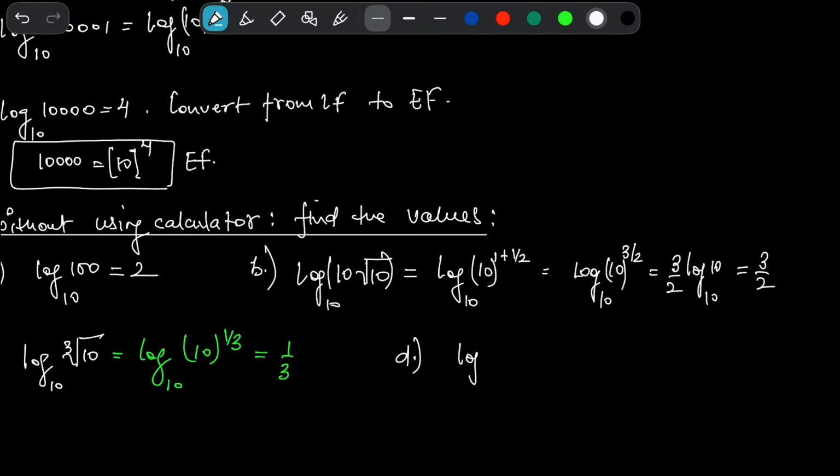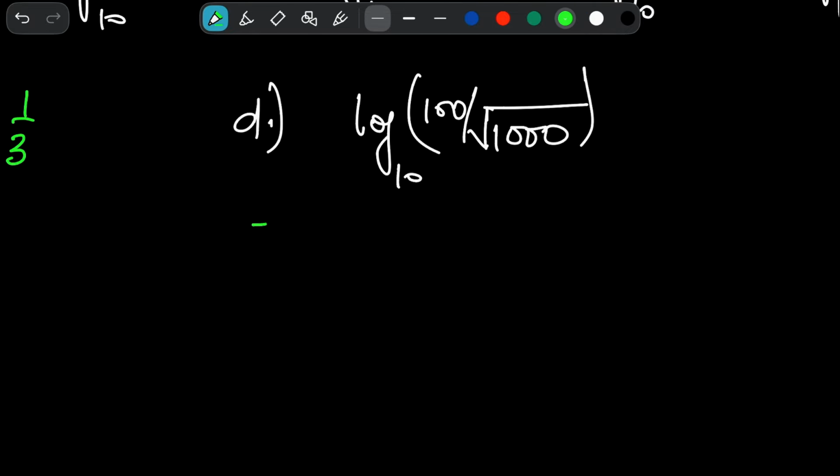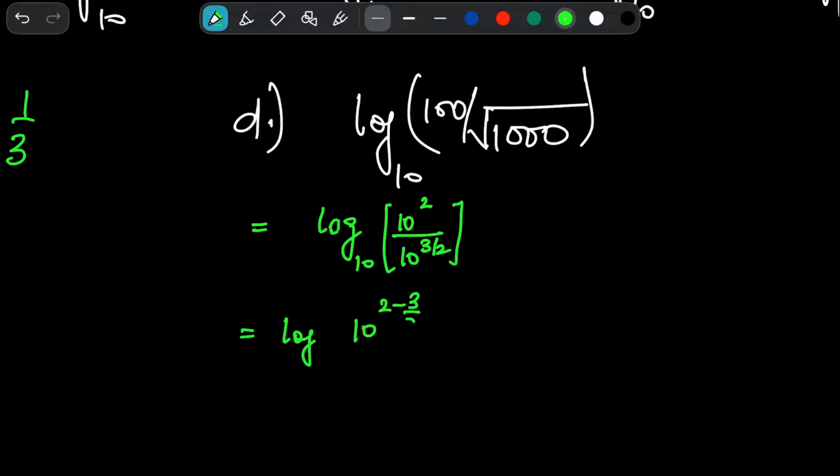This is log 100 denominator root 1000. And now we will solve this particular expression. This is log with base 10. Numerator is having the power of 2 and denominator is having a power of 3 by 2. So I will bring this denominator in the numerator. It will become 2 minus 3 by 2 and base will remain 10.